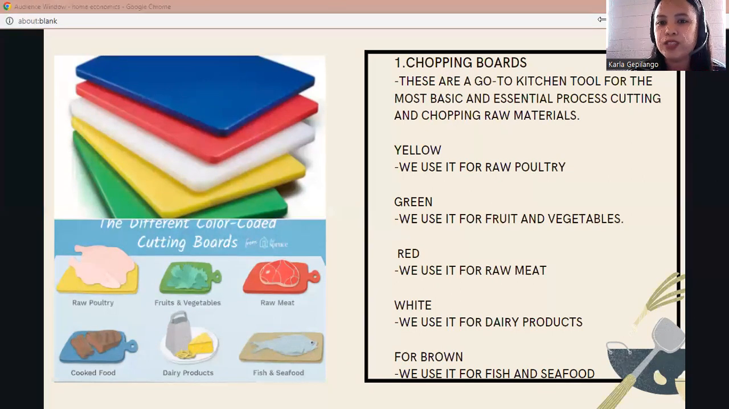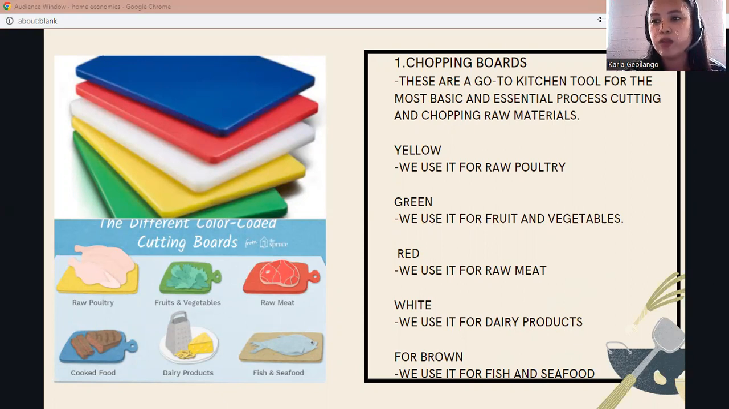So let's proceed to the red chopping board. For this, the red chopping board is for raw meat. Now we have pork and beef. You can use the red chopping board for cutting or chopping pork and beef. For blue, we use it for cooked food. Let's say, for example, you already have a cooked pork. Now you want to slice it into small pieces. You can use the blue chopping board for that.